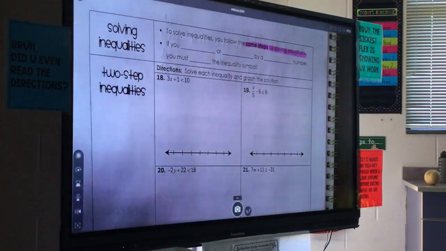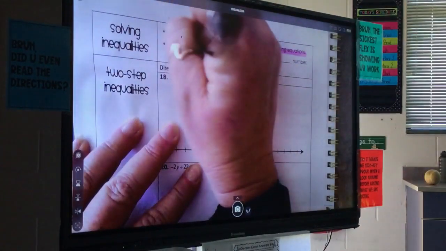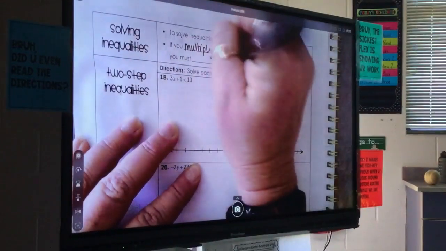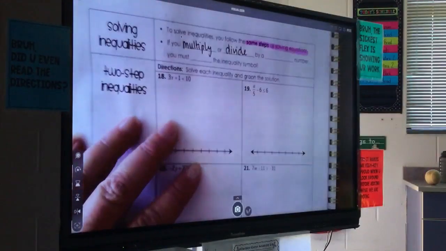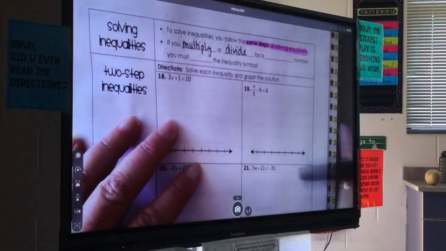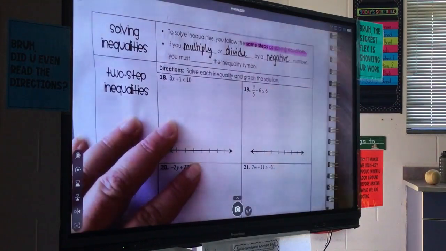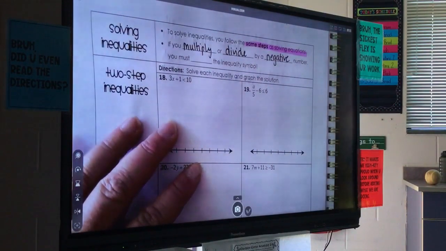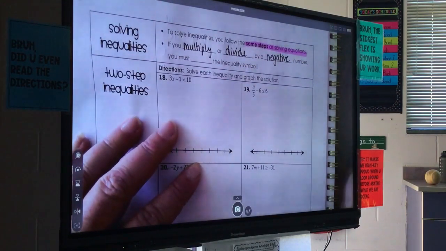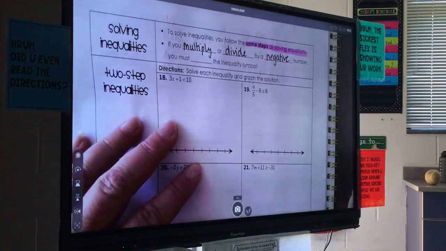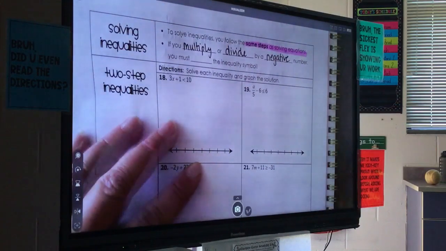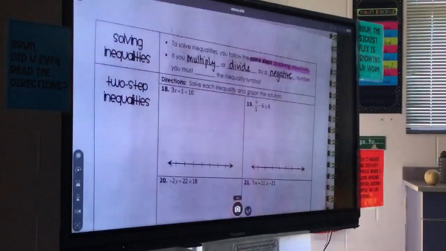Now remember, if you multiply or divide by a negative number, you must do what? Raise your hands. What do you have to do with your inequality symbol? Anthony, you were all over this last week. What do we do if we're multiplying or dividing by a negative number with our inequality? You were like the one who told me every single time. What do we have to do with that inequality? If I divide or I multiply by a negative number.